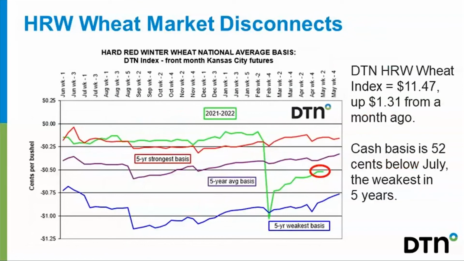Okay, as far as the basis situation in HRW wheat, there's nothing encouraging here. The cash basis is roughly 52 cents below the July contract. As I mentioned, our DTN index was at $11.47 last night. That's up $1.31 from where it was a month ago. So those cash prices are still quite strong, but the cash basis is actually the weakest it's been in 5 years. So we have had problems with generating much demand for wheat here in the U.S. Even though world supplies are down, we're still kind of at the bottom of the totem pole when it comes to export opportunities.